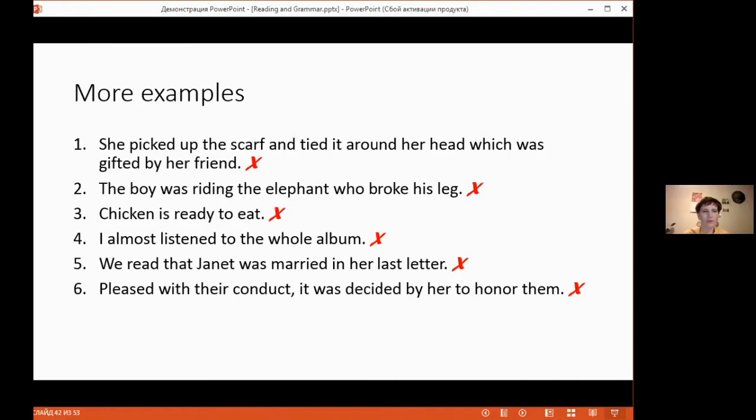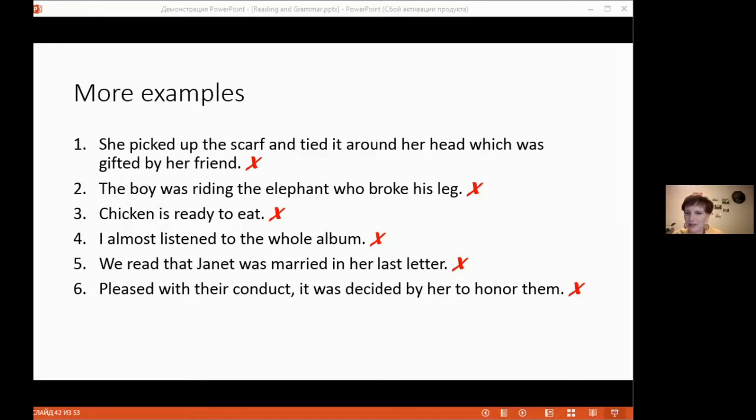The first sentence. She picked up the scarf and tied it to her friend. Yeah, a scarf. Which was gifted. Right, so the problem is with the scarf. We can say yes, exactly. We need to put the relative clause closer to the word that it defines.